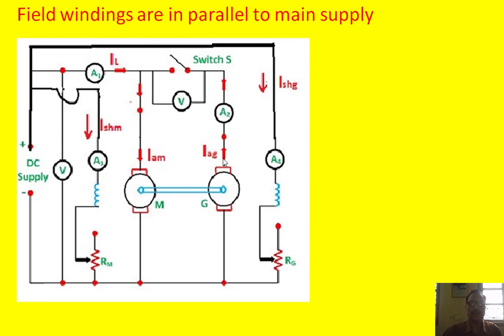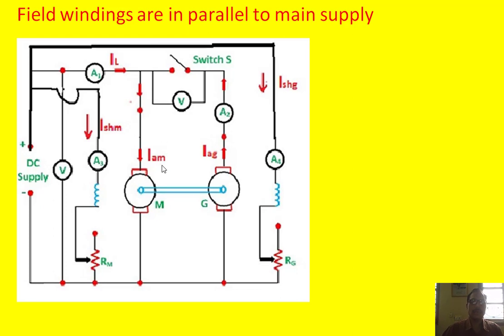That is, the current that comes from the generator is IAG, which meets the maximum load current of this motor. And under that condition, there is some current that comes from the supply, that is called IL. This current is normally less when the generator supplies maximum current to the motor.